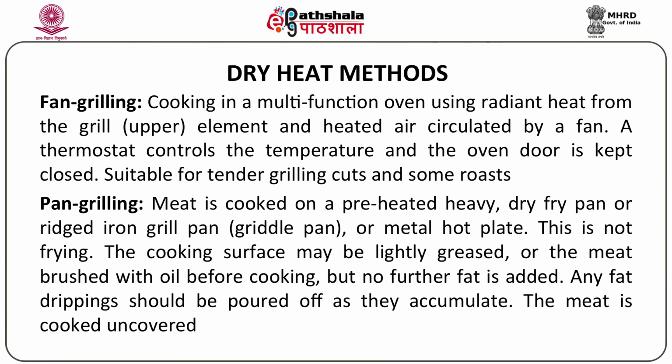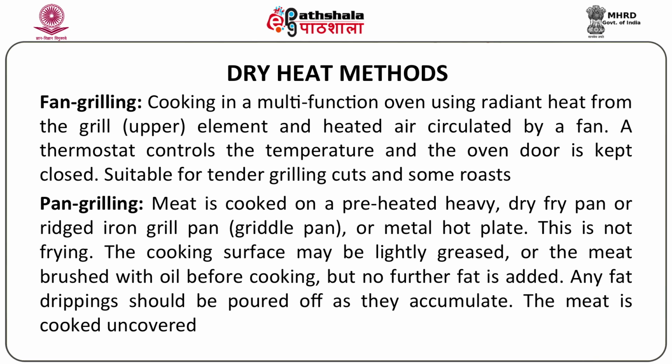Now let's move on to fan grilling, which again is a dry heat method of cooking meat. This is by cooking meat in a multifunctional oven using radiant heat energy from the upper element, and the heated air is circulated by a fan, which helps in setting up convection currents. There is a thermostat here which controls the temperature, and the oven door is kept closed. Fan grilling is suitable for cooking the tender cuts of meats and for some roasts.